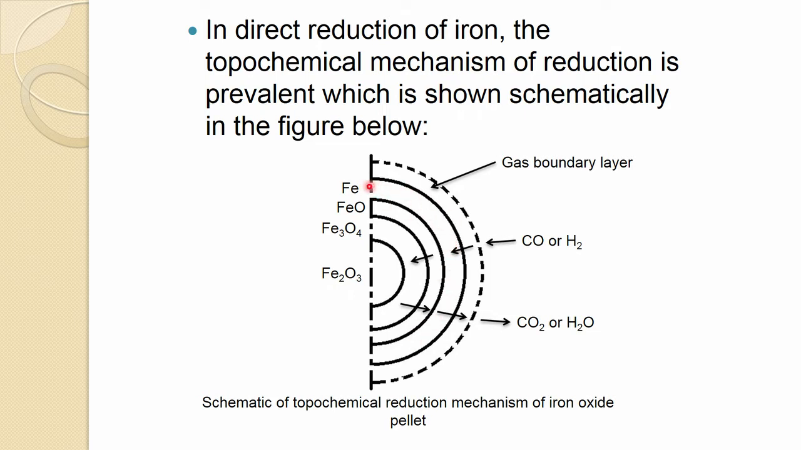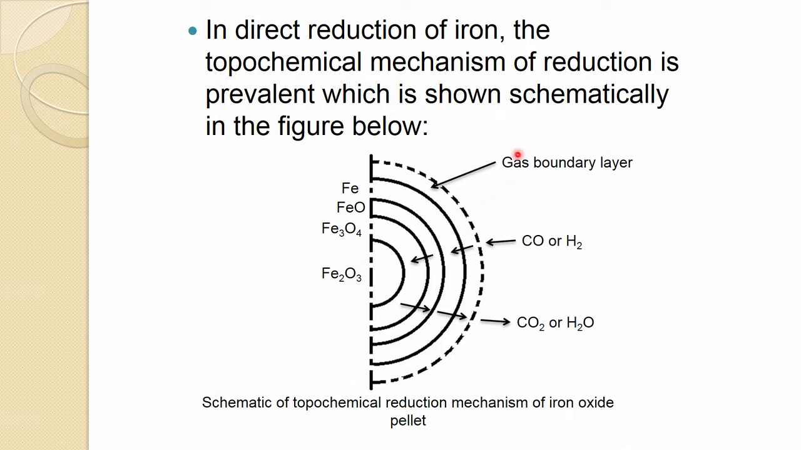layer, which is porous in nature, to reach the lower oxides of iron, and it reduces them further, and the product gas also has to come out through this porous iron layer, and then has to diffuse also through this gas boundary layer. So, this process continues till all the pellet has reduced into iron.